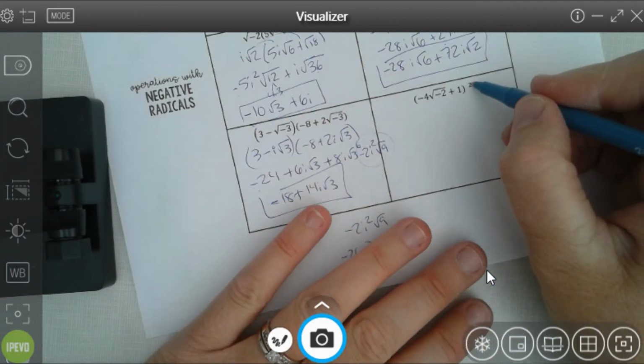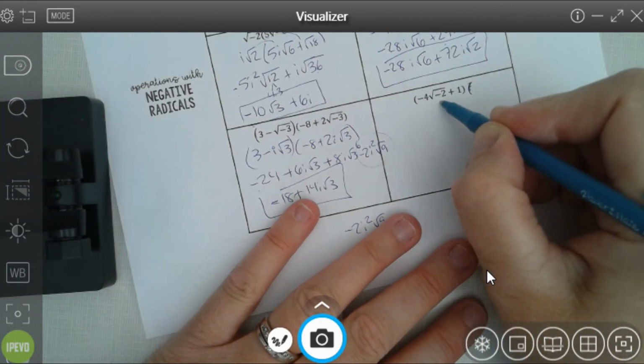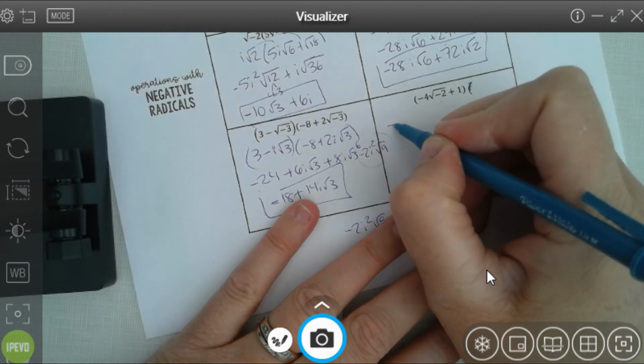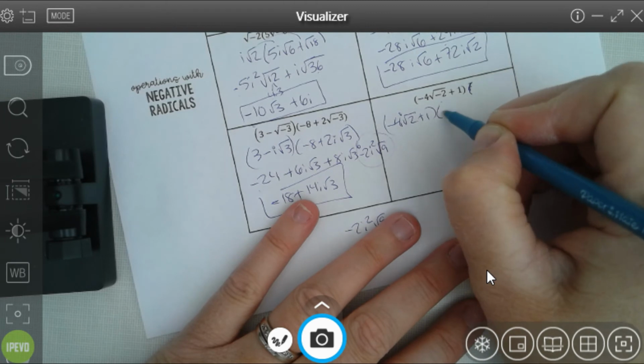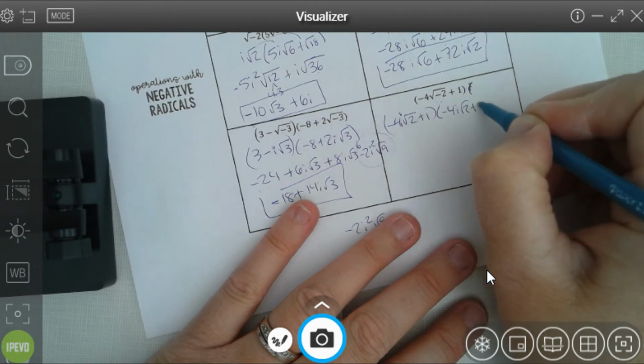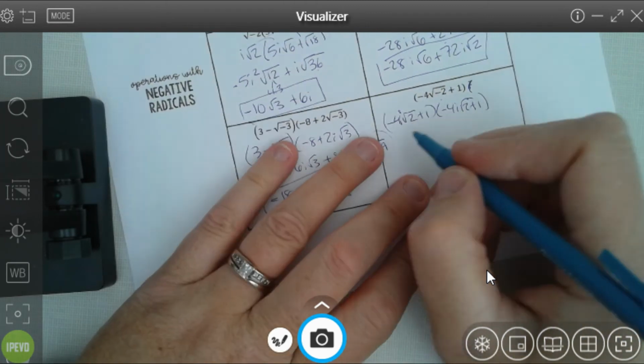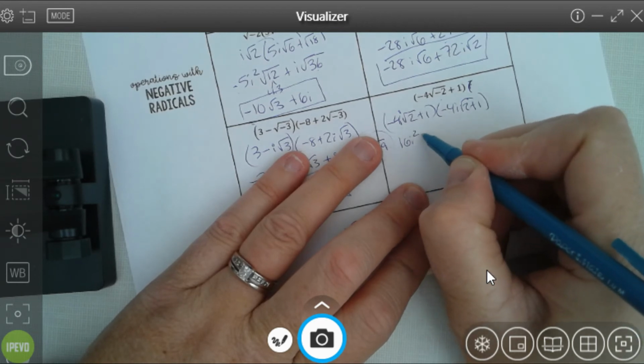Last one right here, the square means to write this twice. And I have to take care of the negative under here. So it would really be negative 4i squared of 2. Again, negative 4i squared of 2. And then just FOIL it out. Multiply your first term, it will give me 16i squared radical 4.